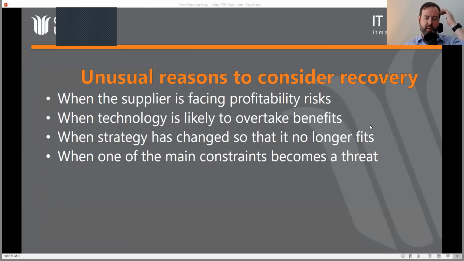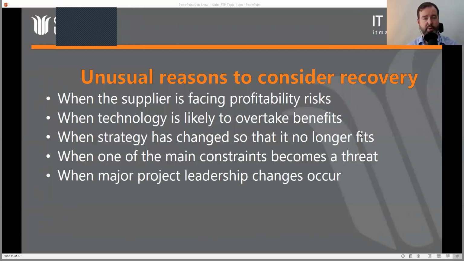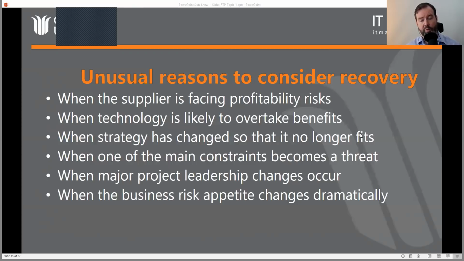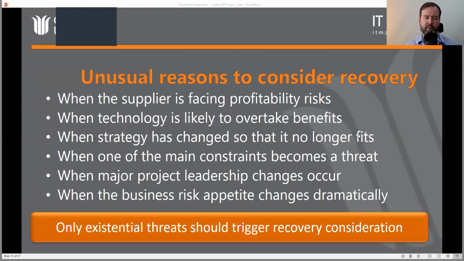So let's just finish this point and I'll pick up the pace a little bit. If one of the main constraints becomes a threat, like if you're building a stadium for the Olympics and you're running late, that's serious. You can't delay the Olympics. You might need to get into recovery mode to drastically change things so that you absolutely are on time. Perhaps when the project manager just leaves and it's difficult to fill the gap. When risk appetite changes, really we should only be looking at existential threats to consider project recovery, but we should be looking at things that can lead to an existential threat if we want to avoid recovery or if the writing's on the wall.